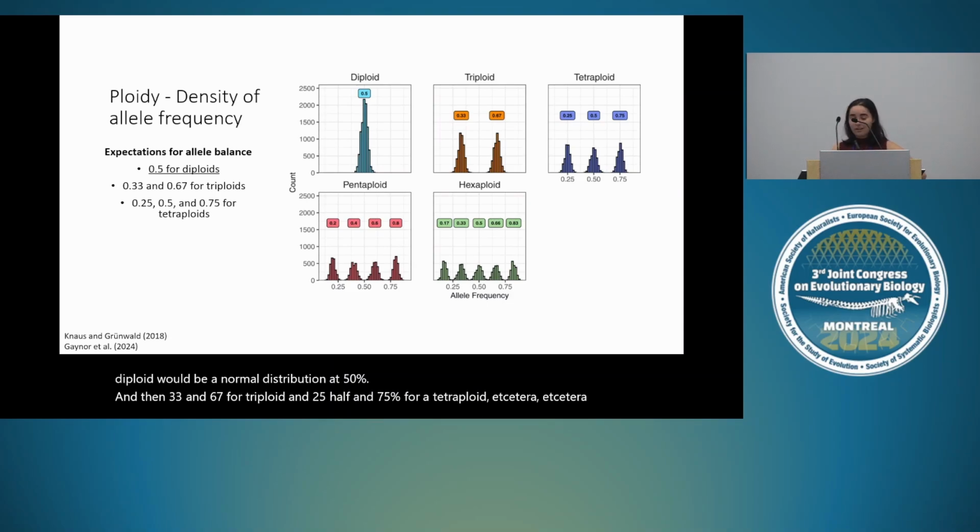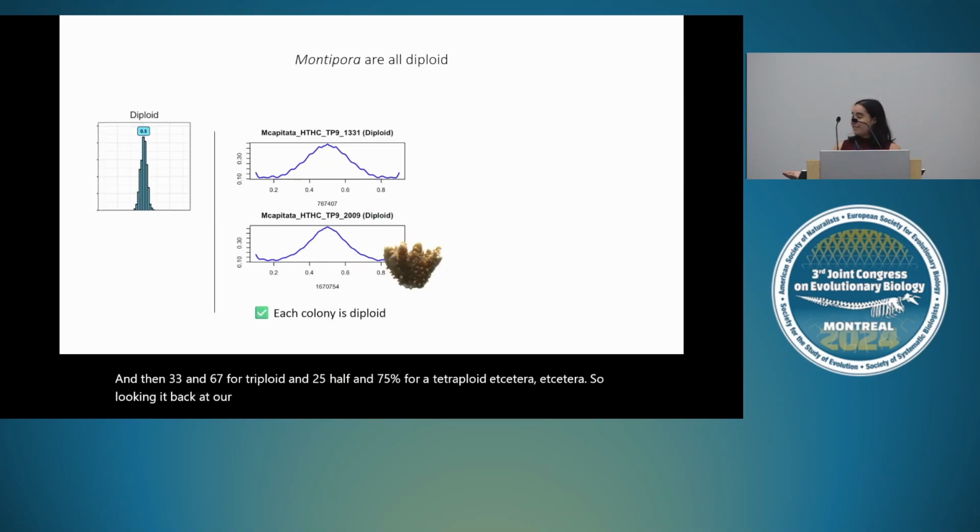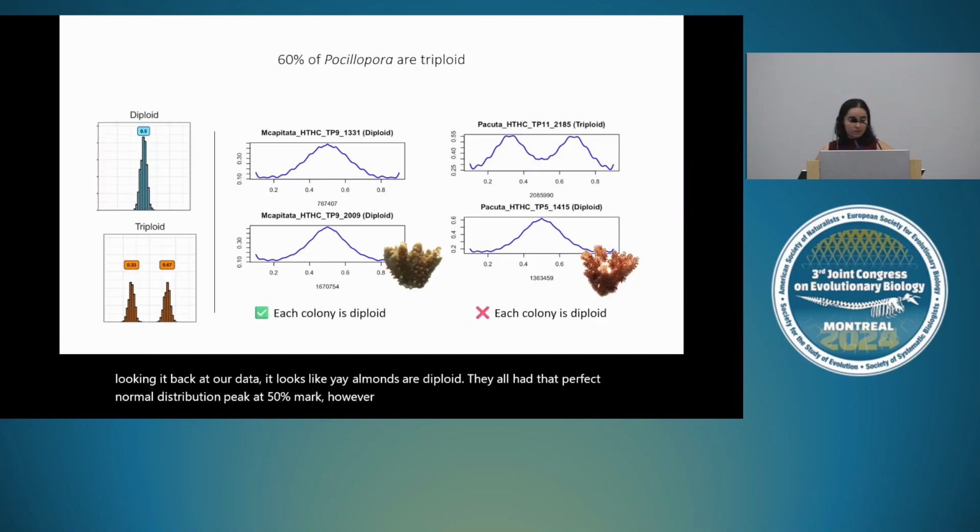So, looking back at our data, it looked like, yay, all Montipora were diploid. They all had that perfect normal distribution peak at the 50% mark. However, oops, about 60% of our Pocillopora acuta were actually triploid. So this was very unexpected and had a major influence in how we went about analyzing our data henceforth.